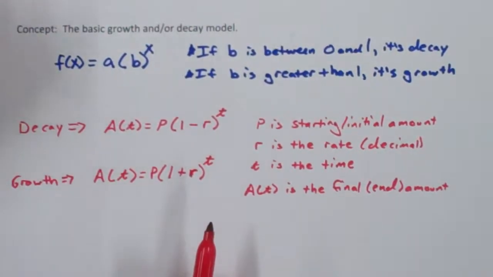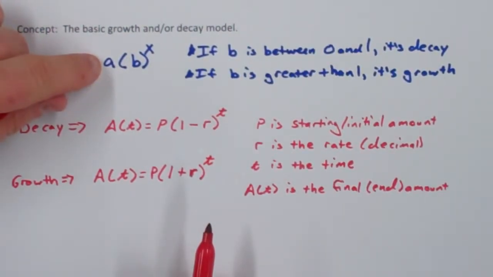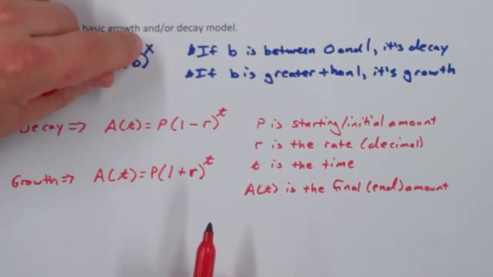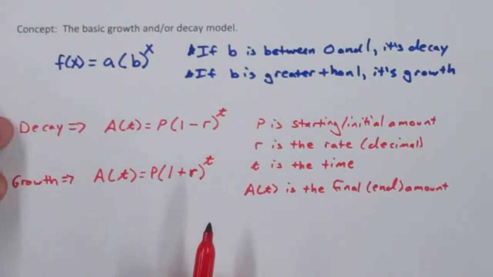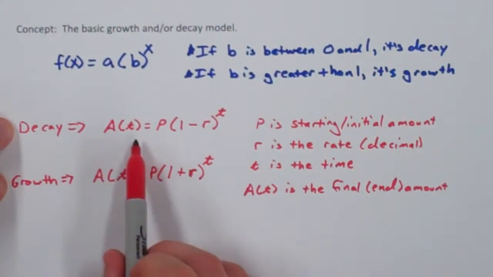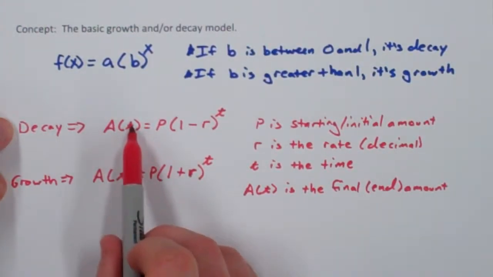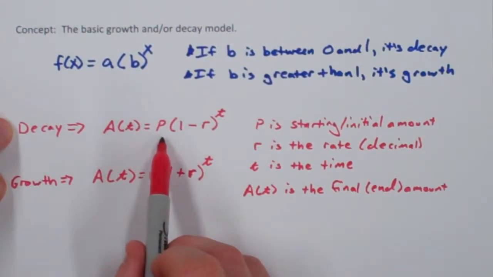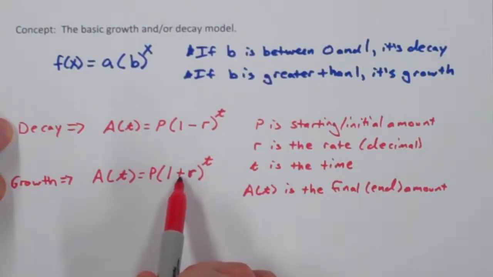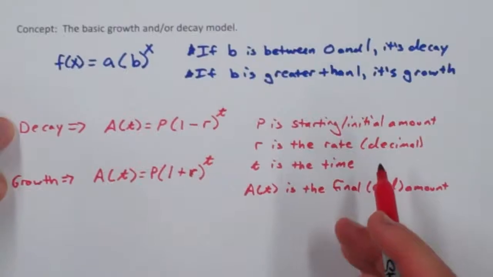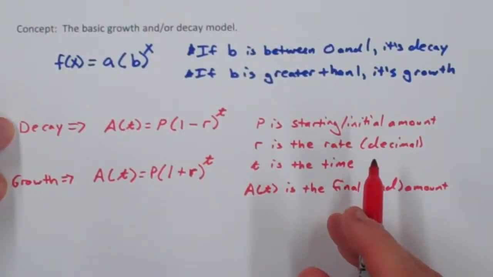So again, the regular old exponential function is some number out in front, and then a base raised to a power. And usually when you're dealing with decay or growth, what you're going to use is a formula just like this, where if you want to know the ending amount, it's equal to some starting amount, 1 minus or plus if it's growth, the rate, and then all raised to the t power or whatever the time is.